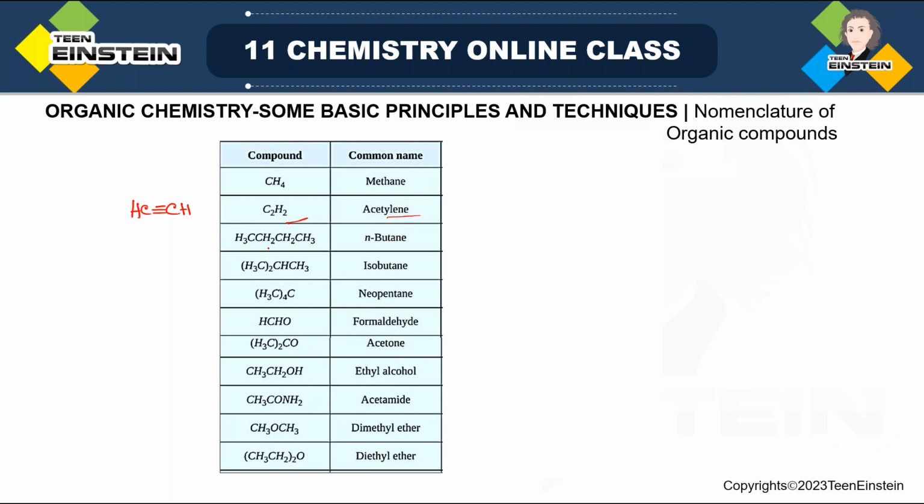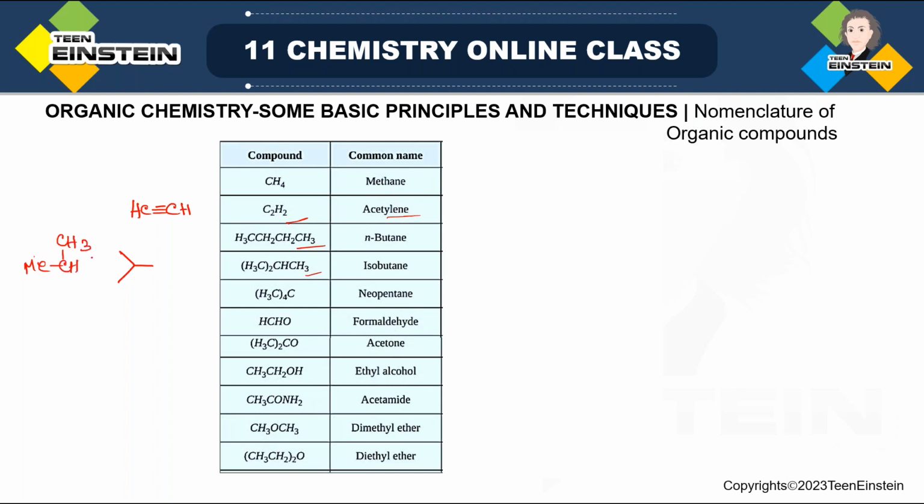Fine. Then some more examples, as you can see here. Now this one has 2 methyl groups, then carbon, and then CH3. So Me2CH3, we can also write it like this.